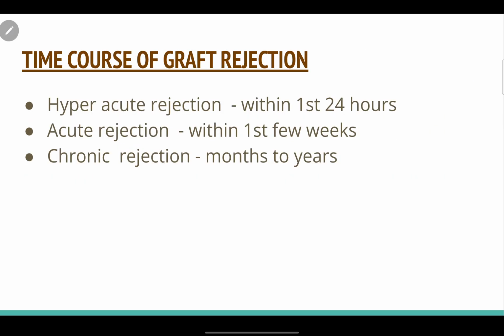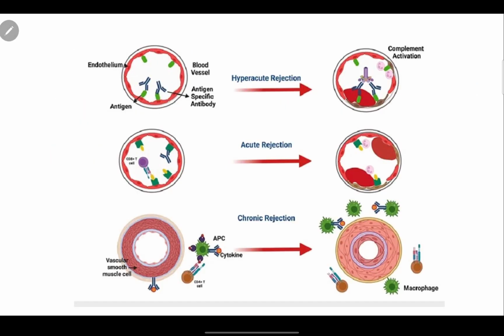So, the time course of graft rejection, as we saw in the previous slide: hyperacute rejection occurs within the first 24 hours, whereas acute rejection occurs within the first few weeks. But lastly, chronic rejection occurs within months to years. So, this is a diagram completely depicting the hyperacute, acute and chronic rejection, and how the endothelial cells undergo changes.